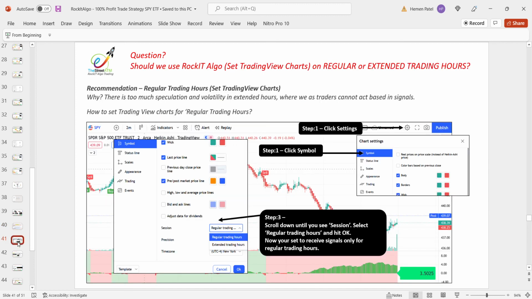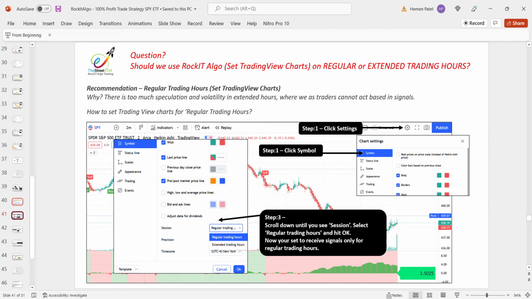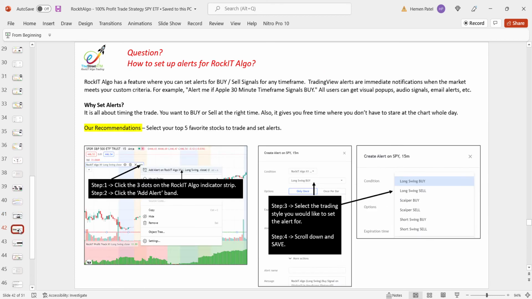Okay. Should we use RockIT Algo regular or extended? So as I mentioned, use regular, and this is how to set it up. We will be sharing this PDF with everybody. So just take a quick read. It'll hardly take 10-15 minutes of your time, but it'll be highly worth it.